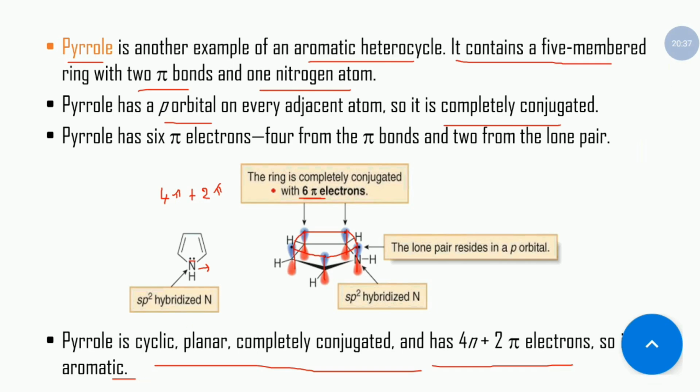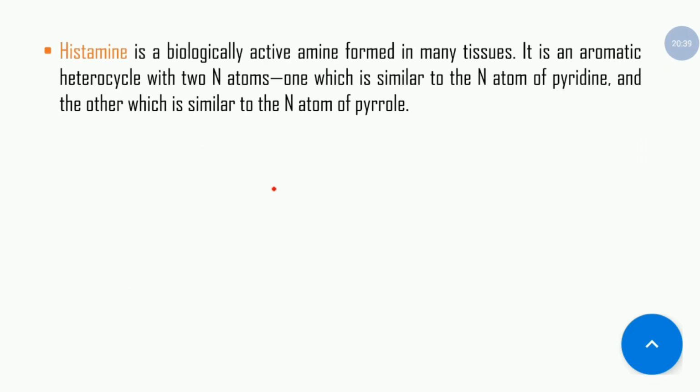Okay, next, histamine. This one is very important for your semester. This histamine is very important. Histamine is a biologically active amine formed in many tissues. So you can find this compound in your body. It is also an aromatic heterocyclic compound.